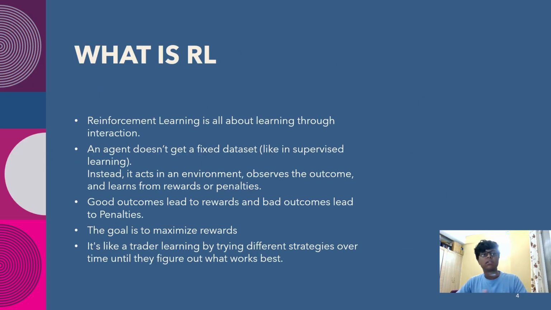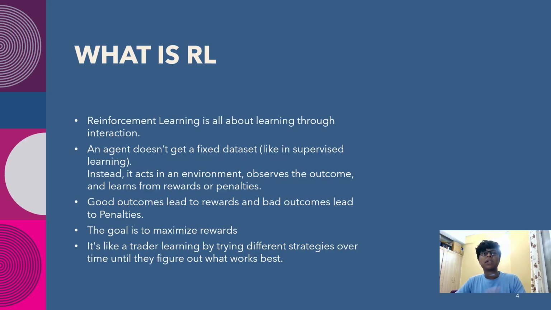So, what is reinforcement learning? Reinforcement learning is an unsupervised learning part of artificial intelligence. It's all about learning through interaction and experience and learning from mistakes. An agent doesn't get a labeled data set like it does in supervised learning and traditional neural networks. Instead, it acts in an environment, observes the outcome, and learns from rewards or penalties.